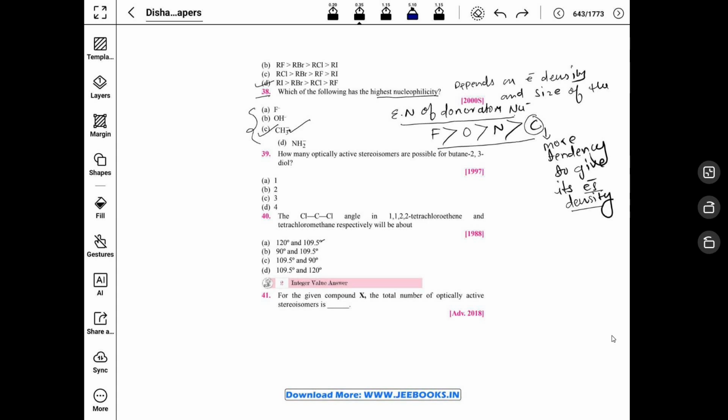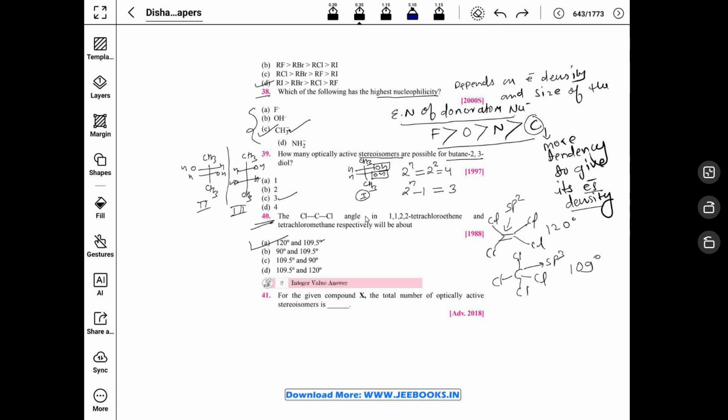How many optically active stereoisomers are possible for butane 2,3 diol? The butane 2,3 diol structure is this one, and there are 2 chiral centers. So we can use this formula, 2 to the power of the number of chiral centers. So 2 power 2 gives 4 stereoisomers, but the substituents are the same. Therefore, in this case, the formula becomes 2 raised to power n minus 1. So the answer will be 3. It will have 3 optical isomers, and you can draw those 3. First will be this. Second, you can draw OH here, and third will be its mirror image.